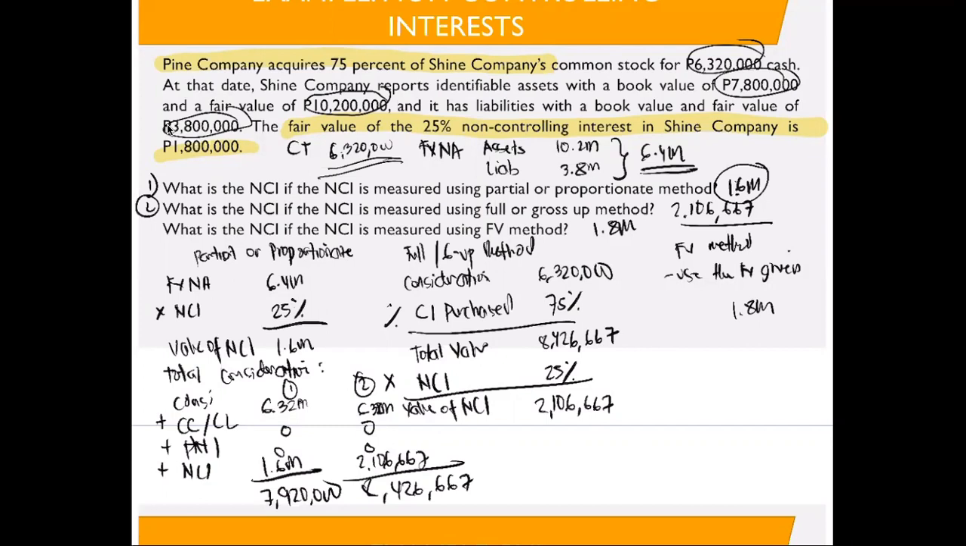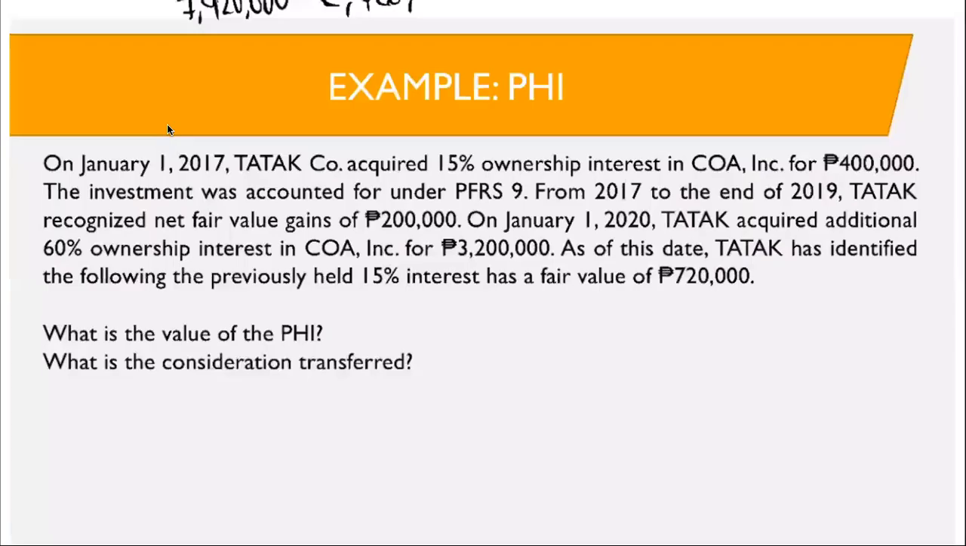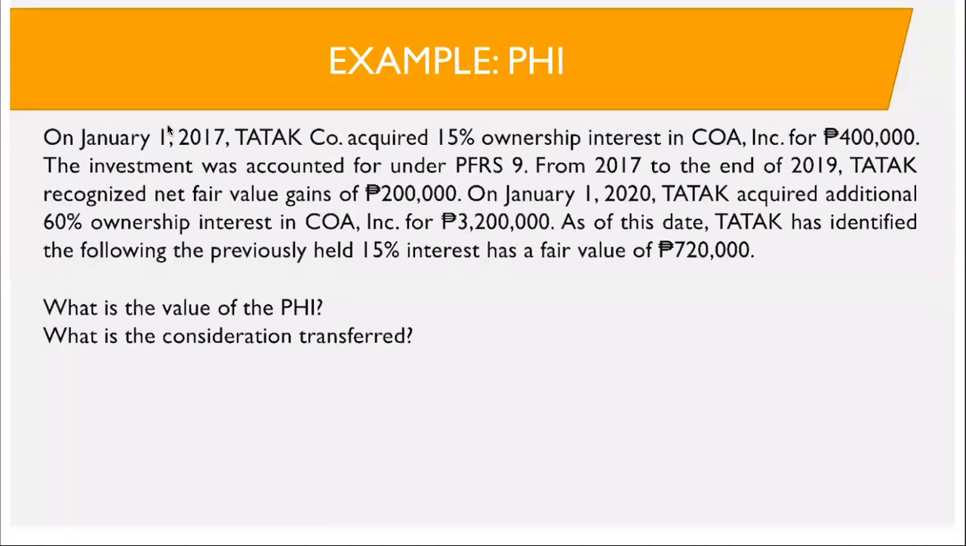So we're almost done. We already discussed FVNA. We discussed your consideration itself, contingent consideration, non-controlling interest, and your acquisition cost. We are now down to our last topic, that is your previously held interest. Okay, so a while back we discussed already your previously held interest. We just need to get for the fair value of previously held interest. Previously held interest happens only during step acquisition. What is a step acquisition again?